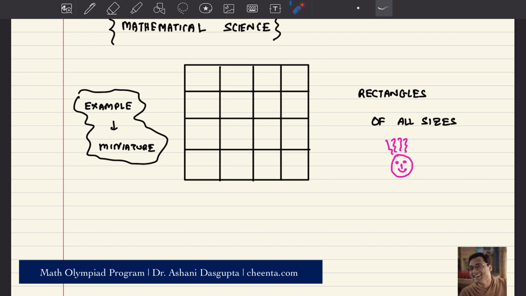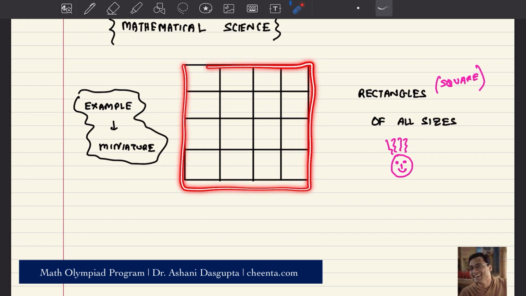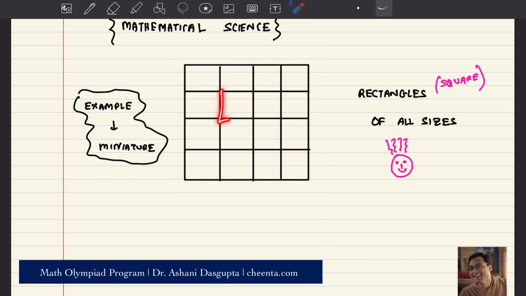So one rectangle is this one. Of course, when they say rectangle, they're also implying squares. So don't be confused. Squares are special cases of a rectangle. So this entire thing is a big rectangle. Similarly, this small box is also a rectangle. Similarly, this one is a rectangle. This one is a rectangle, and so on. So there are many rectangles.